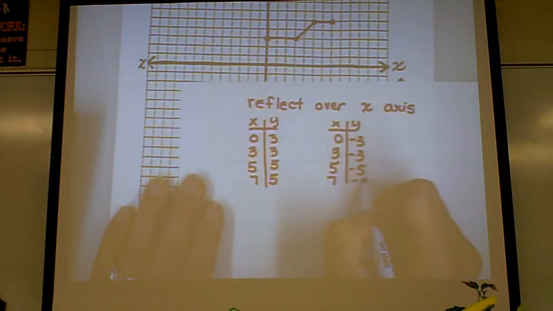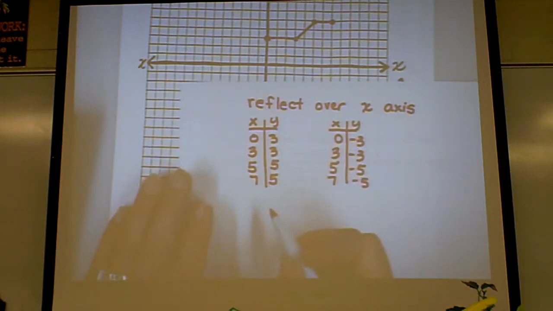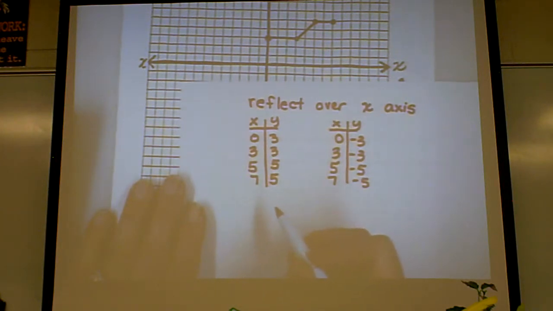And in the problem, that turns the c value negative too, right? The c value in the equation? Yes, you're talking about what we did in 3.4, transformations, yes, the number in front. That is a reflection over the x-axis, yes.